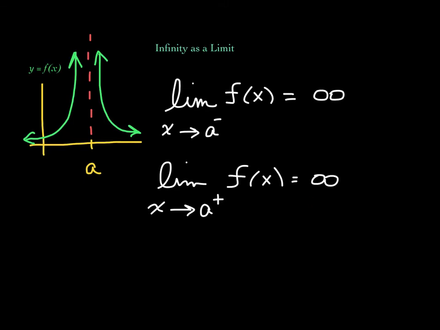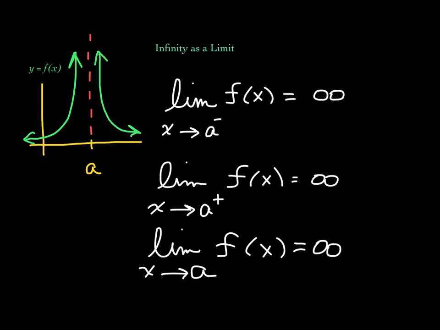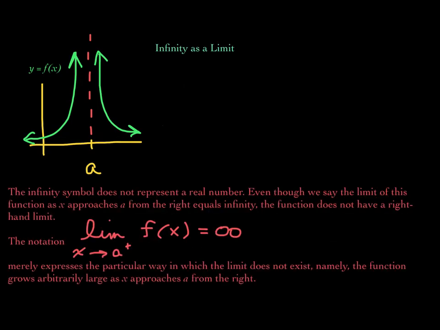In addition, notice that because the left-hand limit and the right-hand limit agree, because they both are infinity, I'm going to say now that the two-sided limit, the limit as x approaches a, basically from both sides, is infinity.